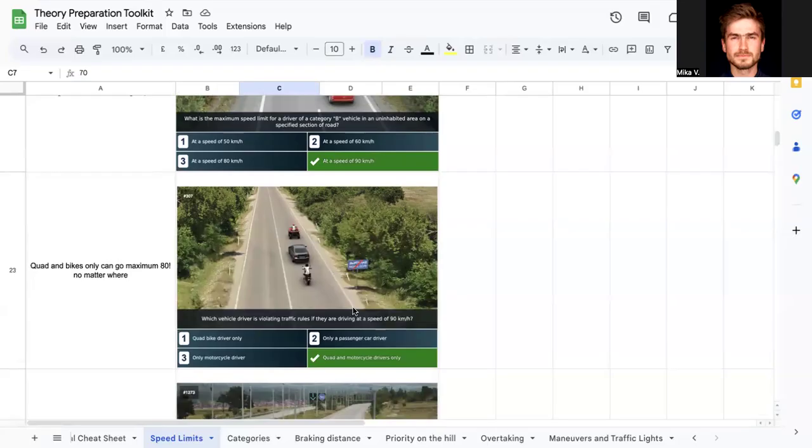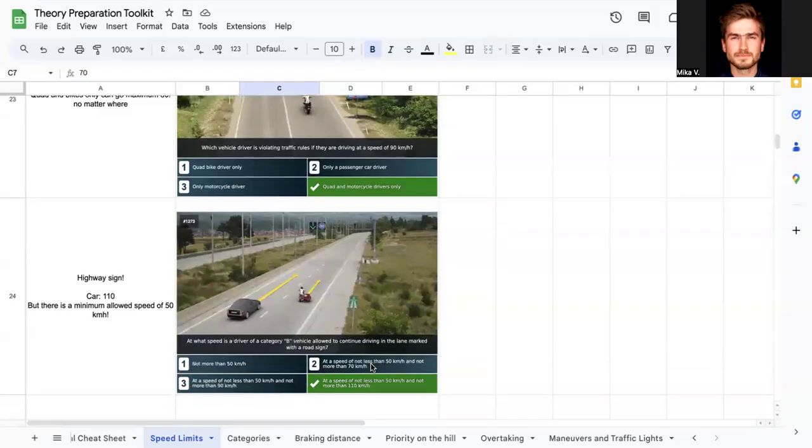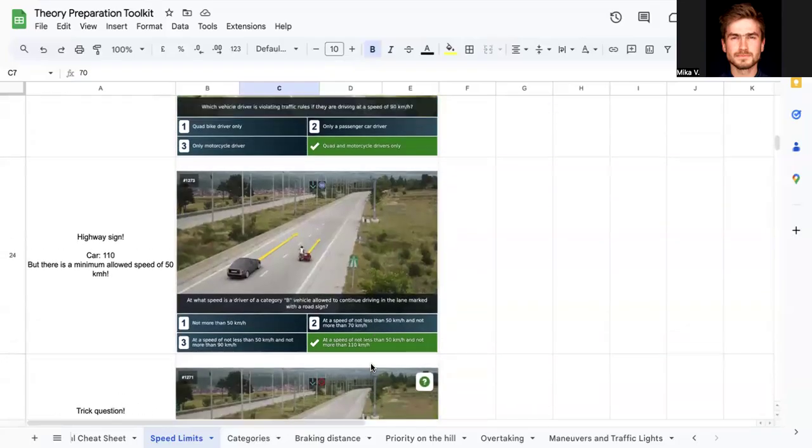Okay, here we have, now they're going at 90 kilometers per hour. The car can go because it's an uninhabited area, right? It's like a regular street. Car can go up to 90, and the quad and motorcycle can go up to 80 no matter where. So if they're going at 90, obviously both of them are violating. Okay, let's check this one.